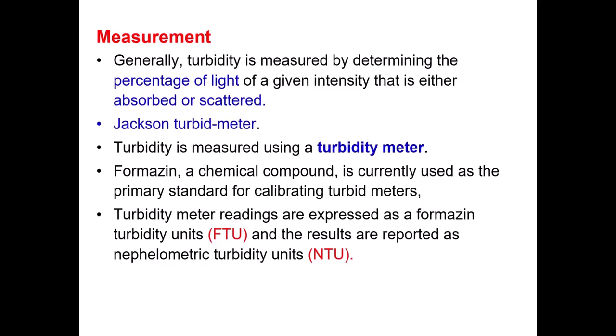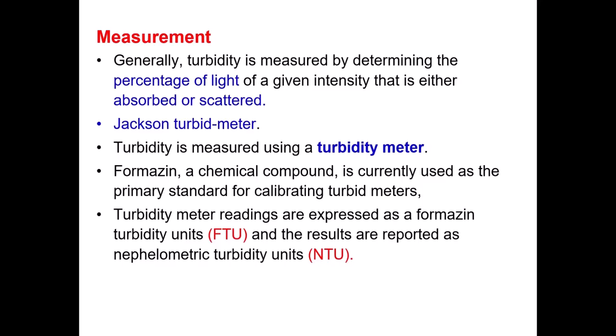Now let's talk about how turbidity is measured. The concept is simple. Turbidity shows the water's ability to absorb or scatter light. The harder it is to see through the water, the higher the turbidity. Historically, Jackson developed the first method. He put a candle inside a cylinder and placed a glass flask on top. Without water, the candle light was easily visible, but when water was added, visibility decreased. The harder it was to see, the higher the turbidity.